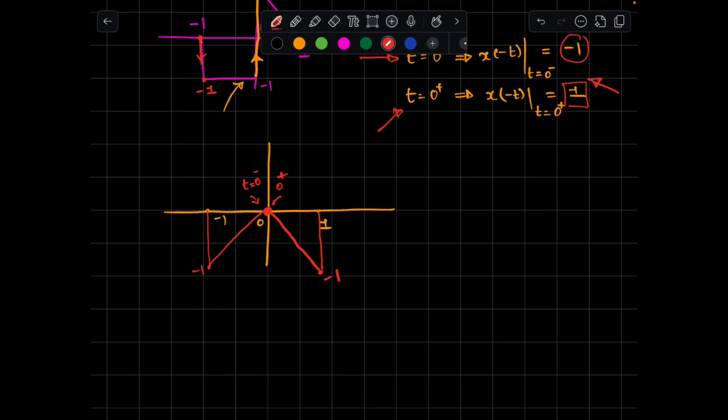Now this is x of t plus x of minus t. Now I want to find the even part of the signal. So what I need to do is divide the whole thing by 2. So I will divide this by 2, and similarly this also will be divided by 2. So this signal is the even part of the signal, and it is very clear that the signal is even.